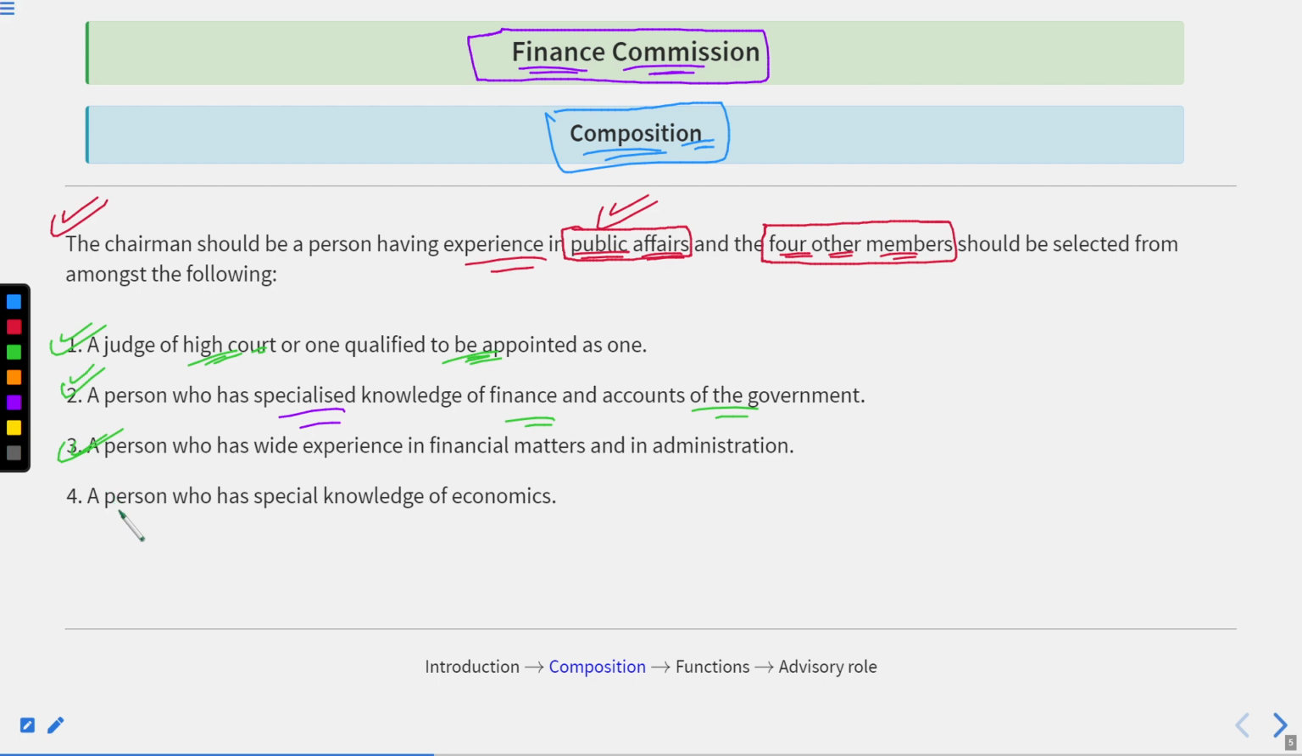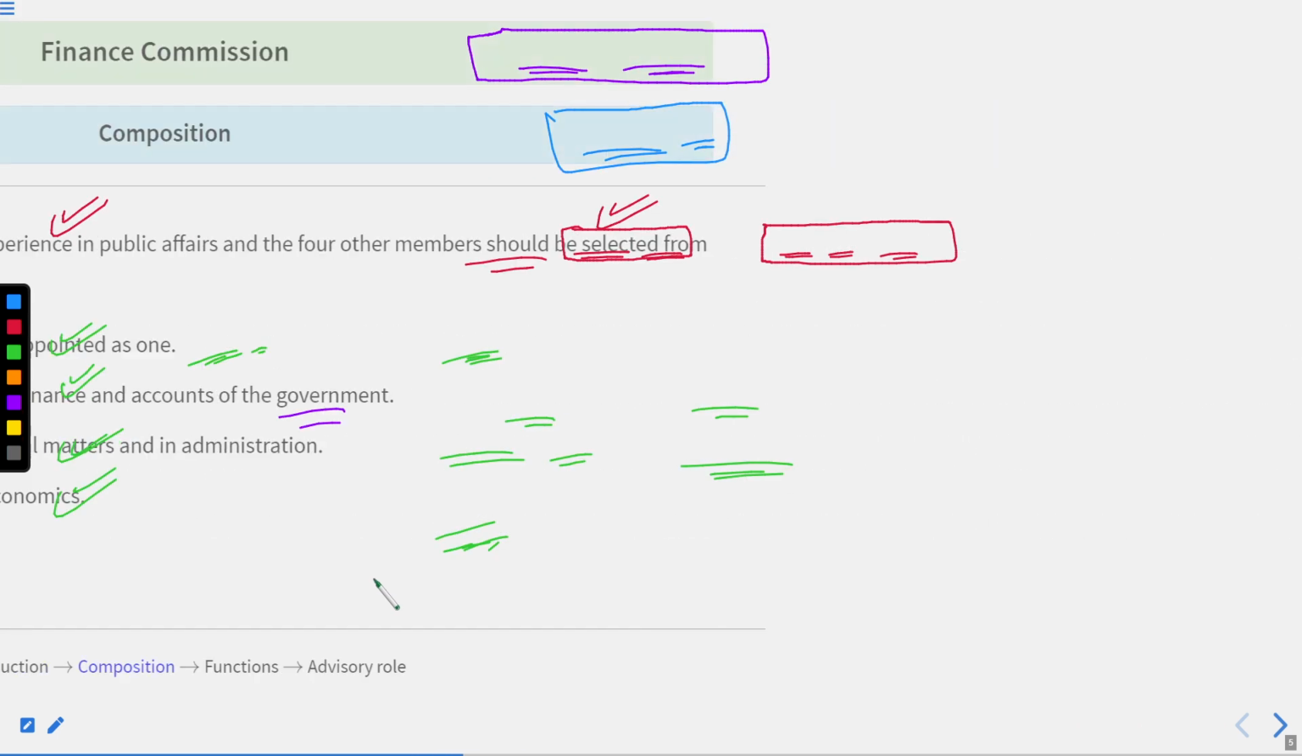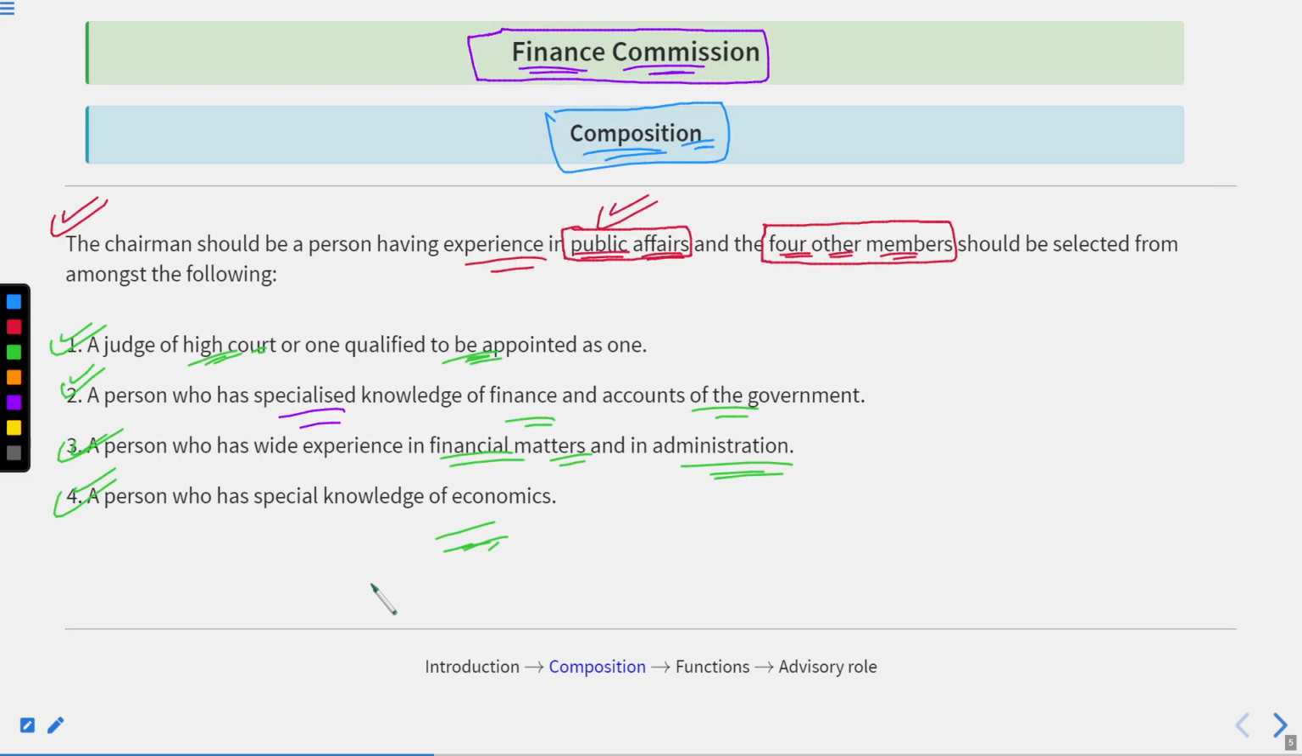A person who has wide experience in financial matters and administration will be appointed as a member. Thereafter, a person who has special knowledge of economics will be appointed as a member. Okay. So basically here we have seen that there are a total of four qualifications through which a person could be appointed as a member of the Finance Commission. What are these?